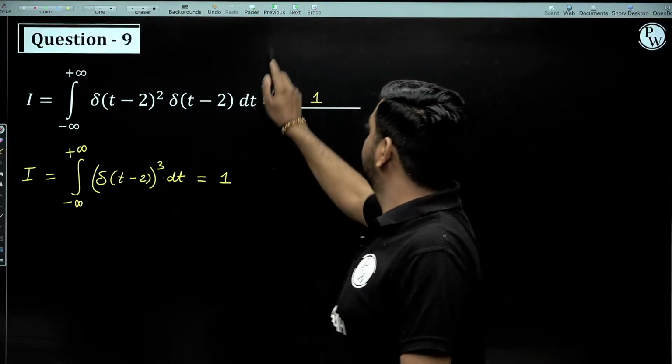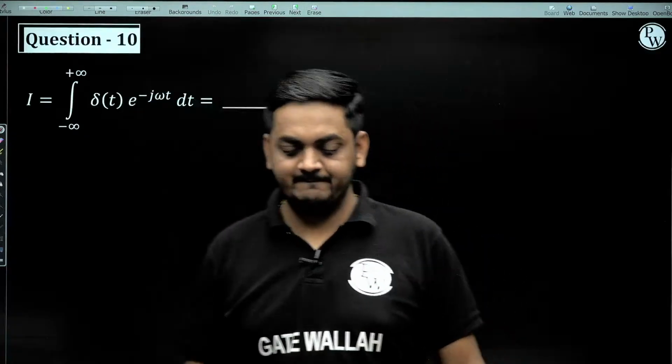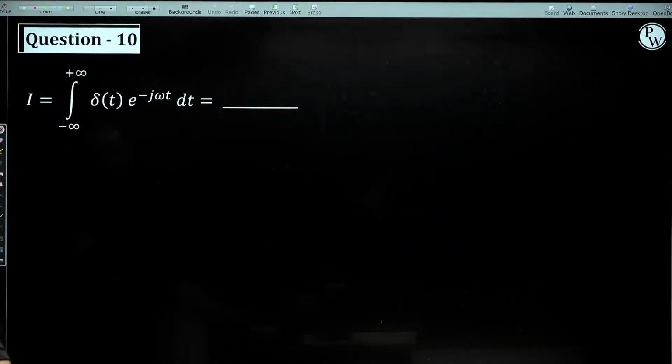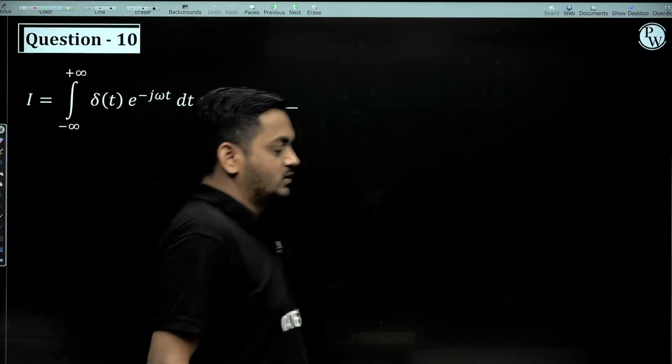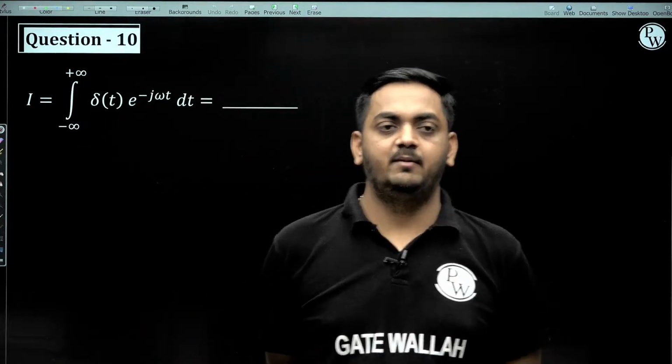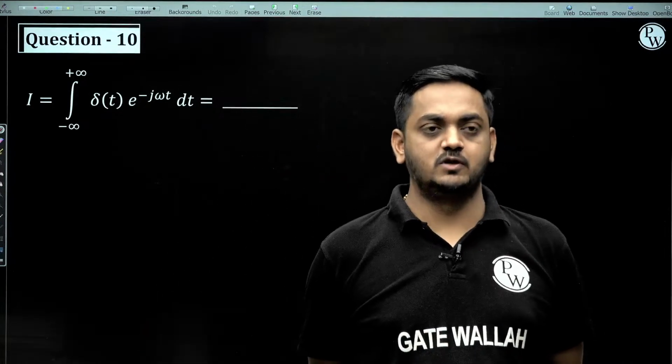Okay. Now let us solve one more question. Question number 10, guys. Del t e power minus j omega t dt. What should be the right answer of this question? Tell me in the comment box what should be the correct answer. And I am expecting an answer from each and every student.